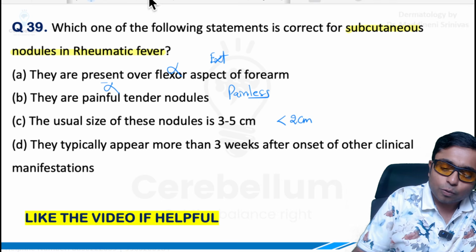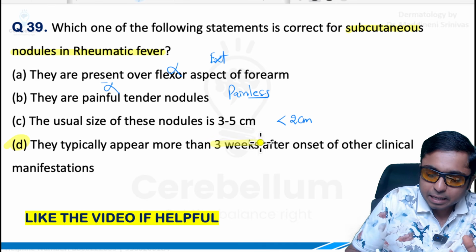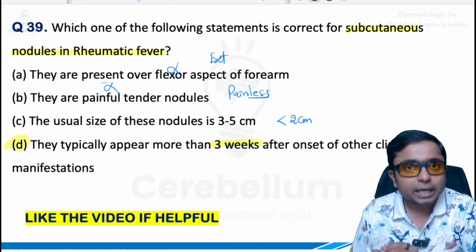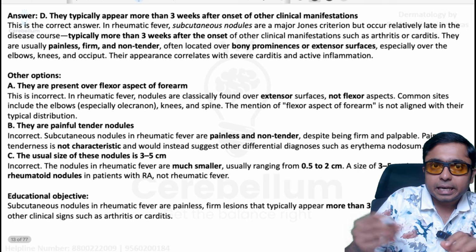So we are left with the last option. They typically appear more than 3 weeks after the onset of other clinical manifestations. That is a correct statement. I hope this is, we can say, a factual question.